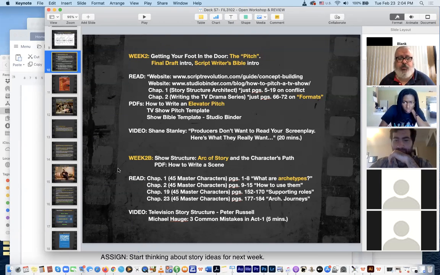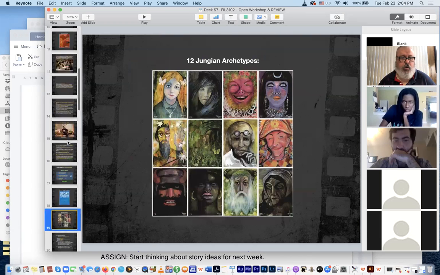Week 2B, in other words, Thursday of that week, we had show structure, arc of the story, and the character's path. And we started talking about characters, what kinds of characters and what kinds of journeys are they on. We talked about the archetypes a little bit. There was some mention of the archetypes in the 45 Master Characters volume. What are they? Can you define them? How do we use them? What are the supporting roles for your protagonist and your antagonist? And then talking about the various types of journeys we're going to put these people on. I'm going to talk to you a little bit more about the archetypes down here, but let me get through this first.